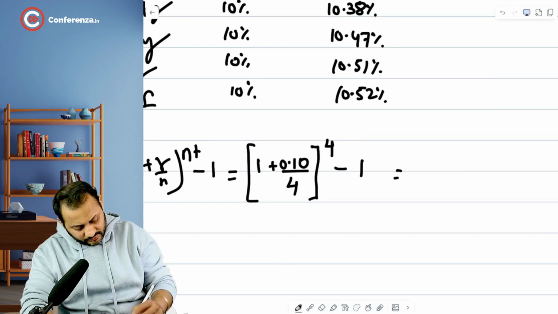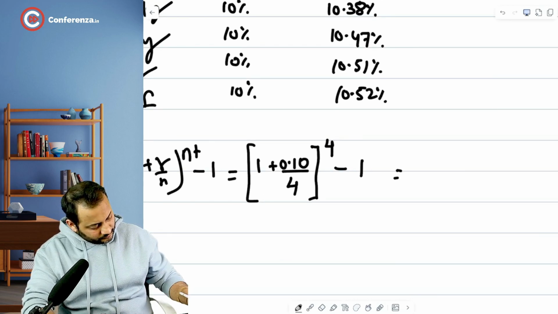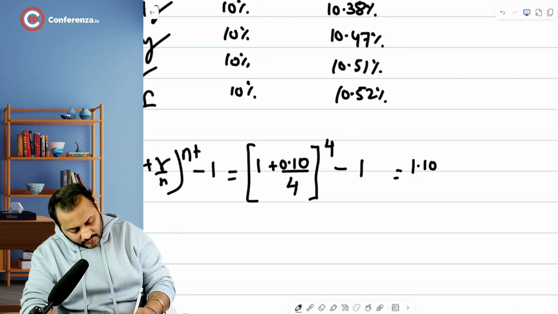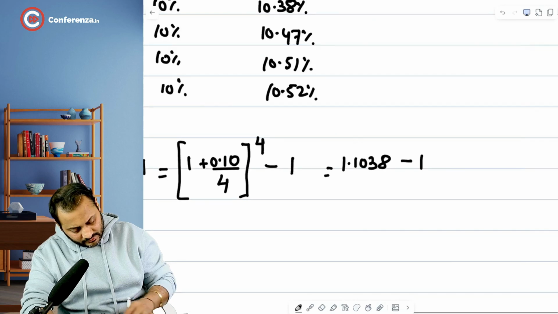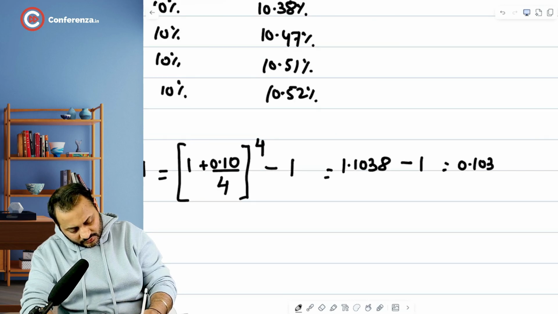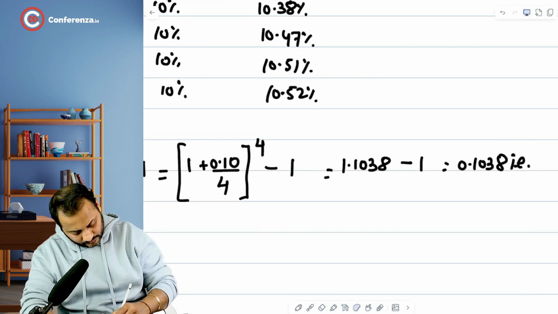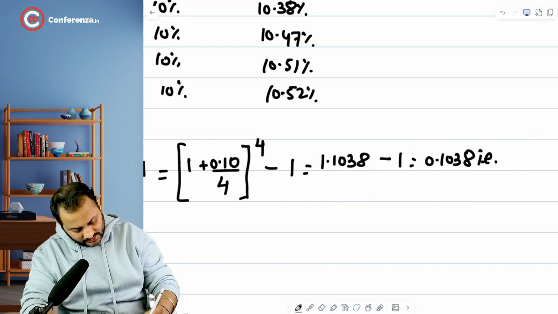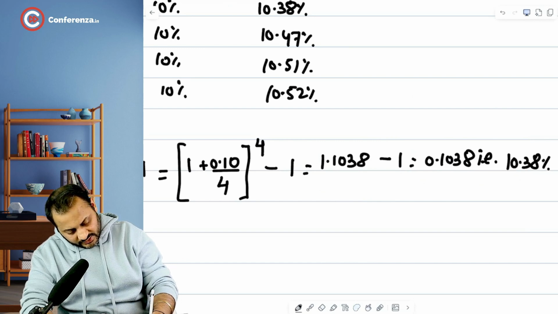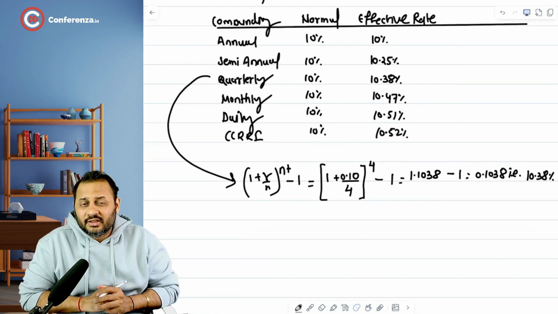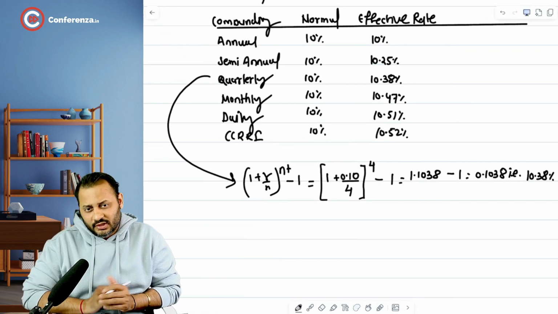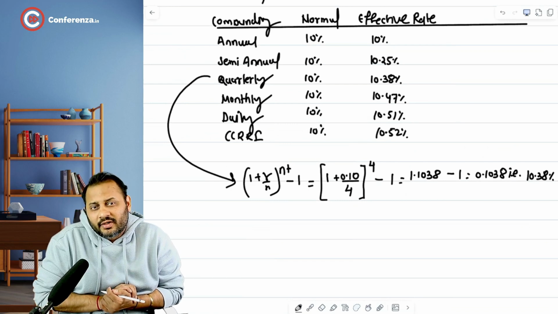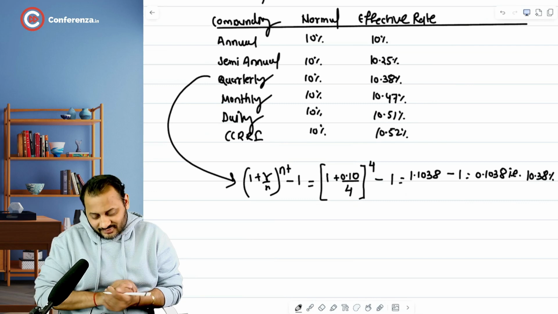It will give you something like this. 1.1038 minus 1, and that will be 0.1038, that you will call 10.38%. This is how you calculate the effective rate of interest. That 1 plus r divided by n to the power nt, nothing but, okay.